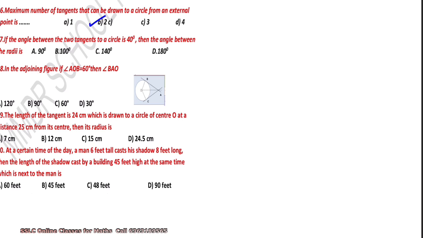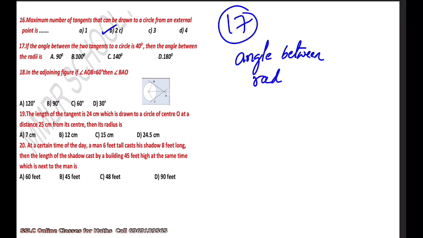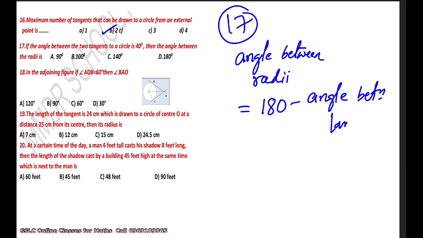If the angle between the two tangents to a circle is 40, then the angle between the radii is, see, you need to remember a formula for this. Angle between radii is equal to 180 minus angle between tangents.